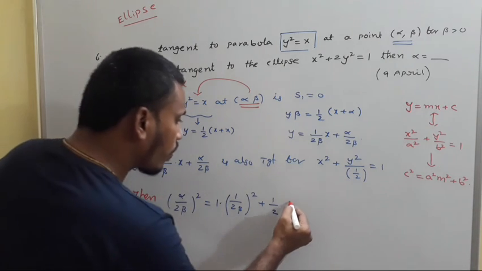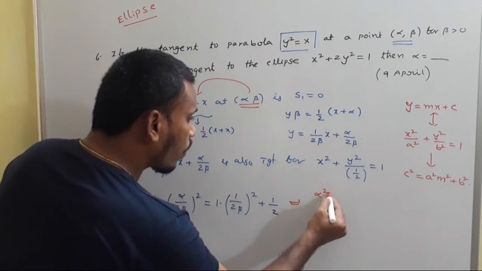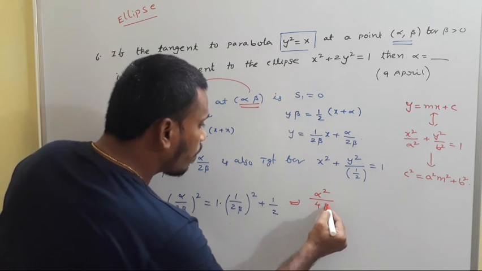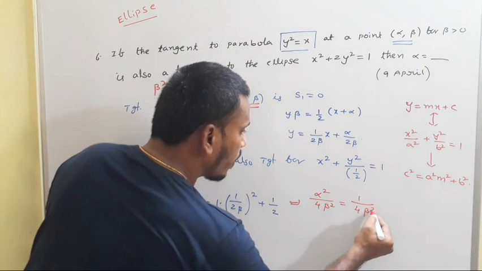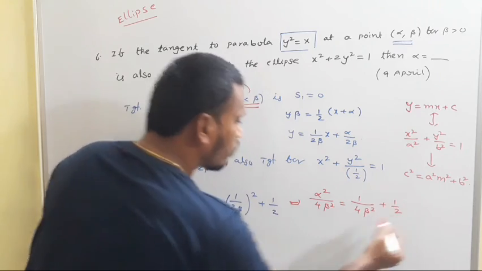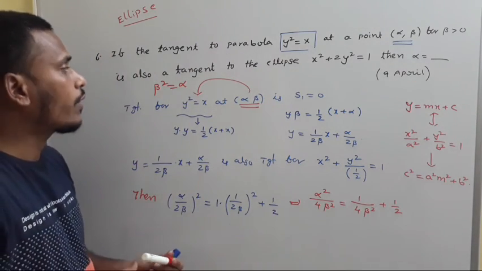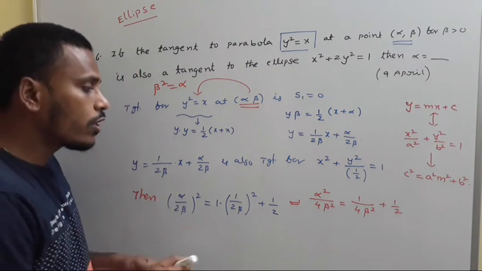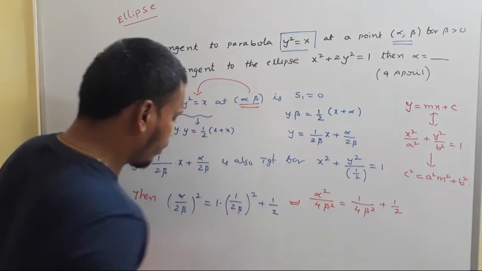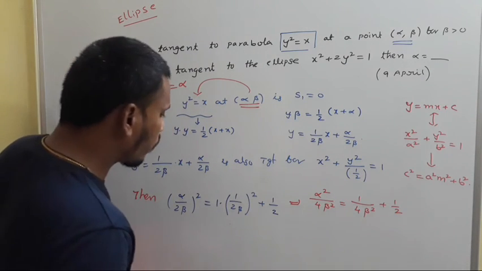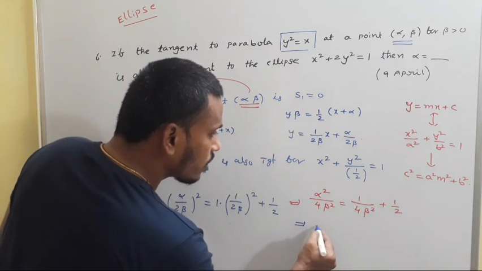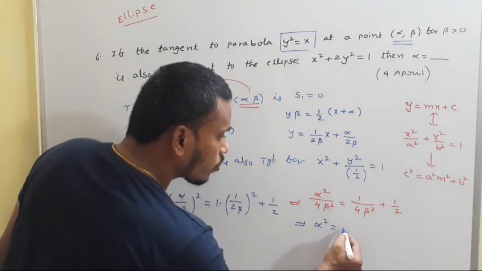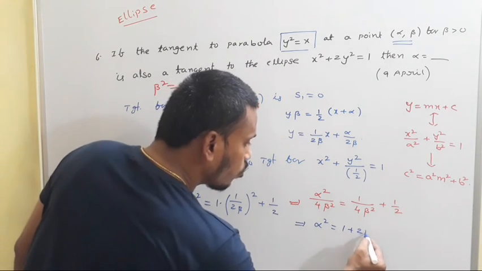So in the next step, what will happen? See, alpha square by 4 beta square is equal to 1 by 4 beta square plus 1 by 2. And now our task is to find alpha. So replace beta square with alpha. If you replace beta square with alpha, what will happen? One thing, you just do LCM. See, alpha square is equal to 1 plus 2 beta square.